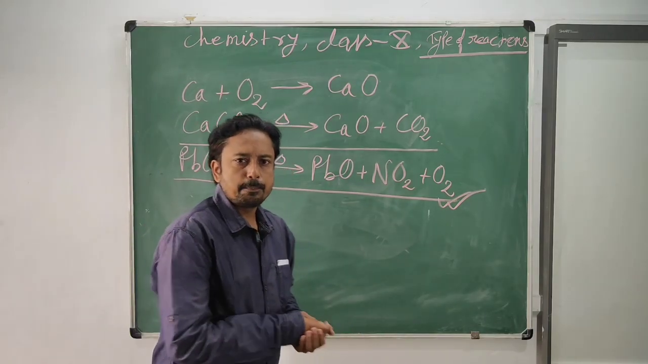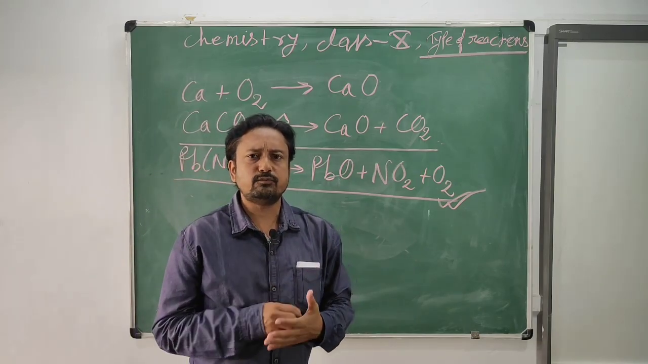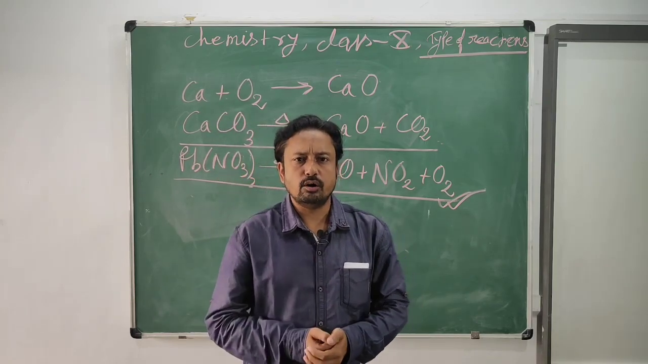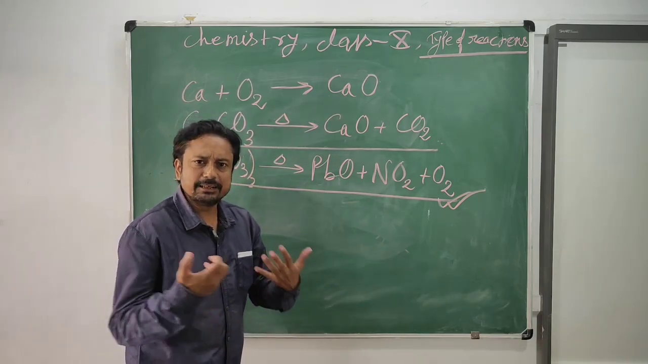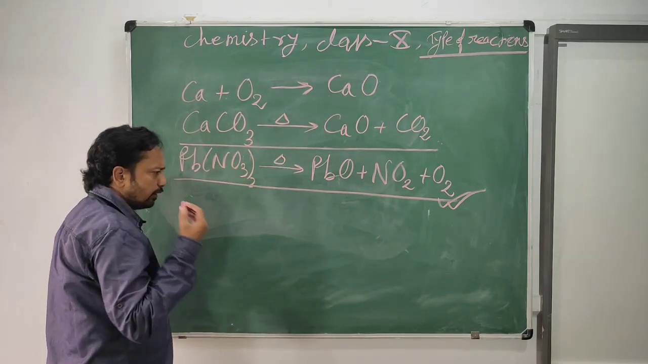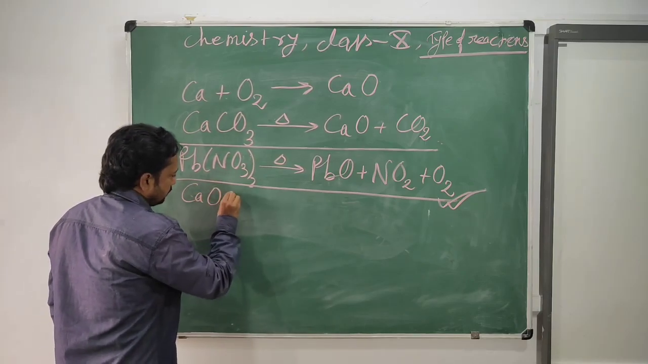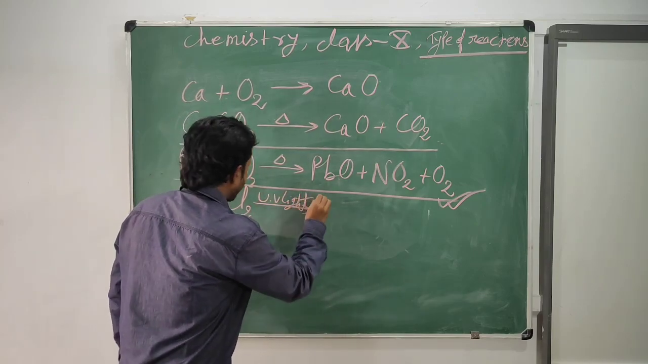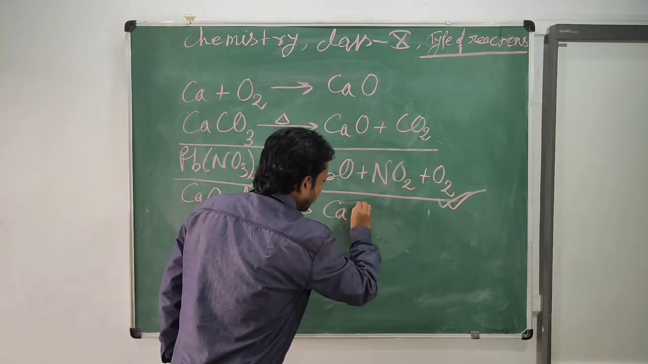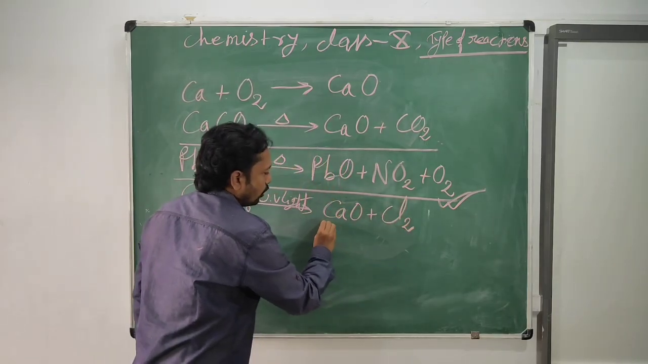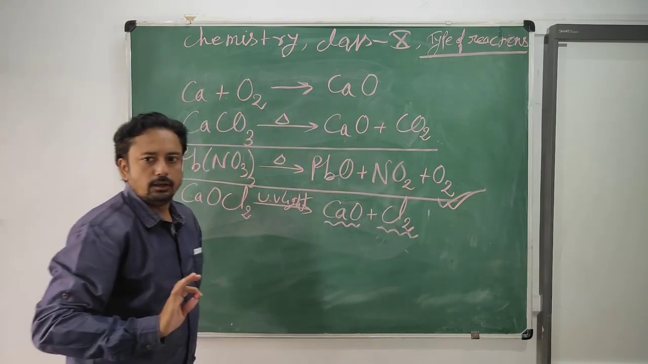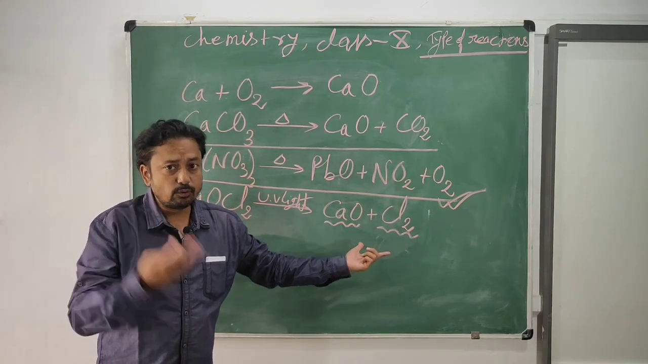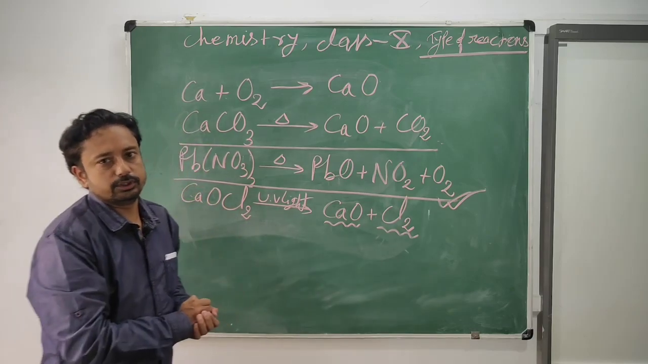Now the next one is light decomposition reaction. This is also known as photo decomposition reaction, because these reactions are initiated by photons or UV light, or we can simply call it light. Like all of you know about bleaching powder. When bleaching powder is exposed to sunlight, especially UV light, it decomposes and forms calcium oxide and chlorine. So this decomposition is due to light. This is known as either photo decomposition or light decomposition reaction.